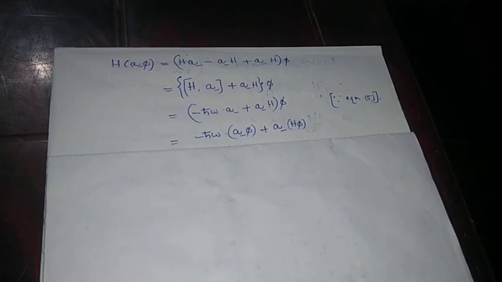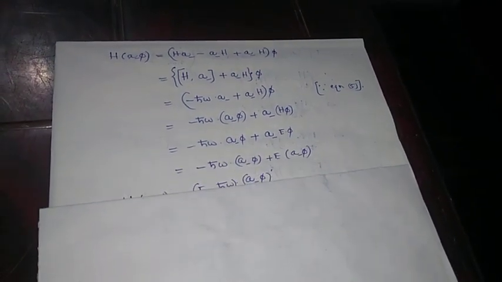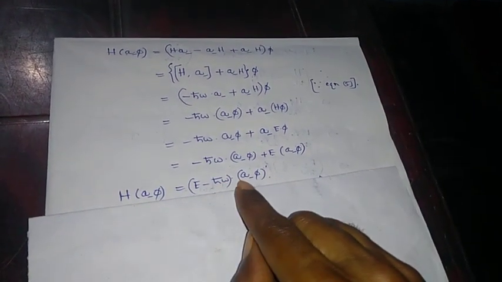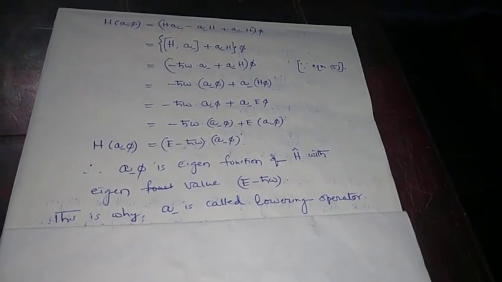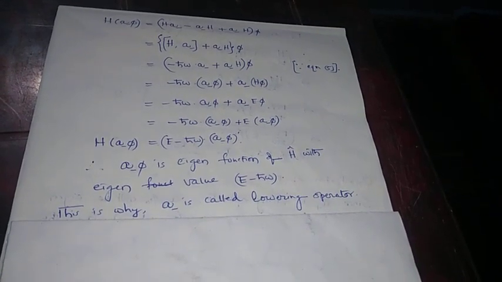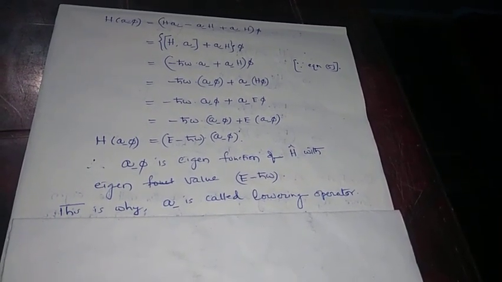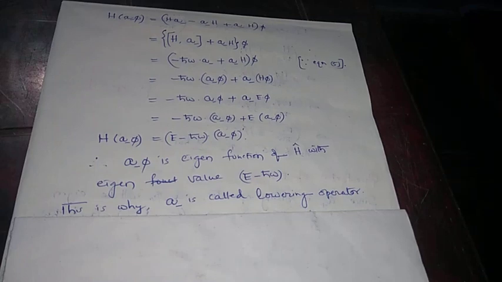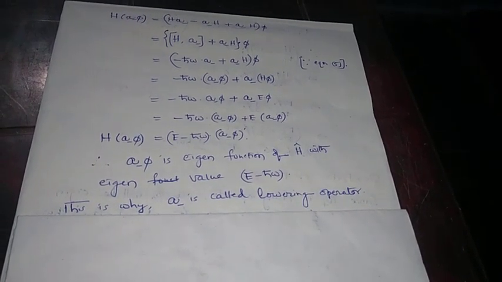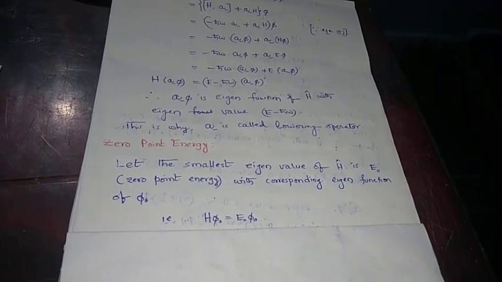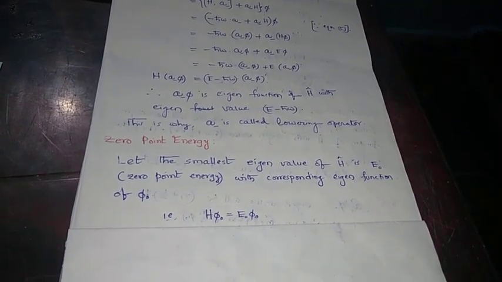And if you operate phi on them, we'll quickly see that it will give you eigenvalue e minus h cut omega into eigenfunction e minus phi. So we can say that a minus phi is an eigenfunction of the h operator with eigenvalue e minus h cut omega. And since this a minus has lowered the eigenvalue by h cut omega, we call this a minus operator a lowering operator.